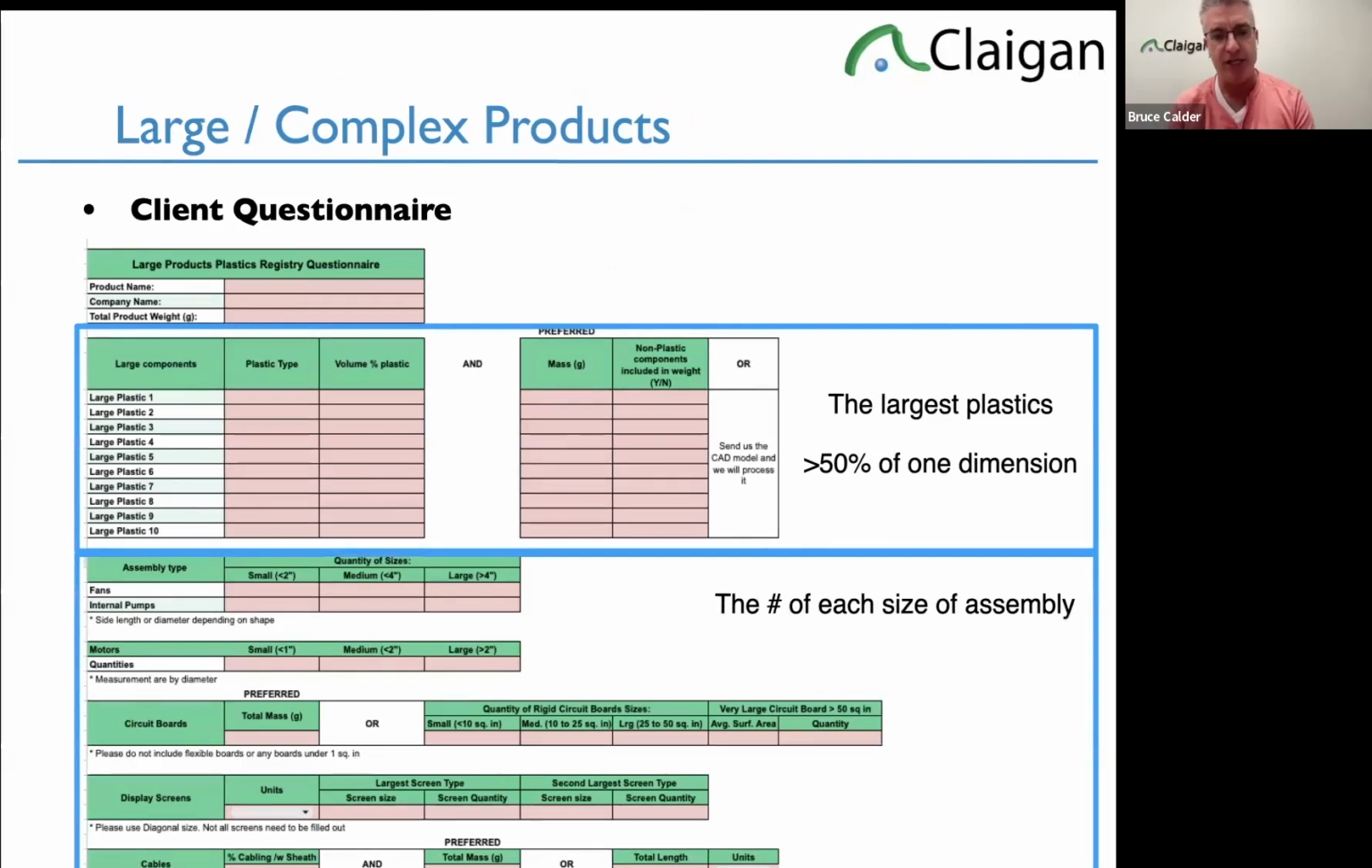Pumps, fans, circuit boards. I'm not worried about every little ceramic, which is not even plastic, circuit board on the circuit IC. We have a mapping for that. By the way, I'm going to go over time. Apologize to everybody. There's a lot of detail we're going through. We have a mapping for everything.